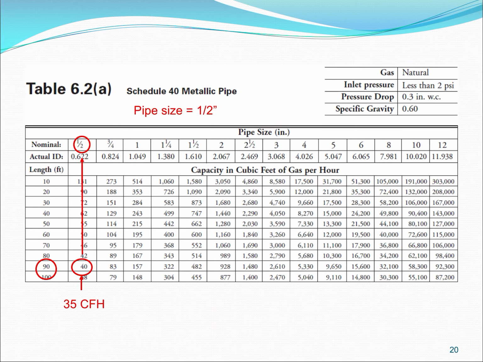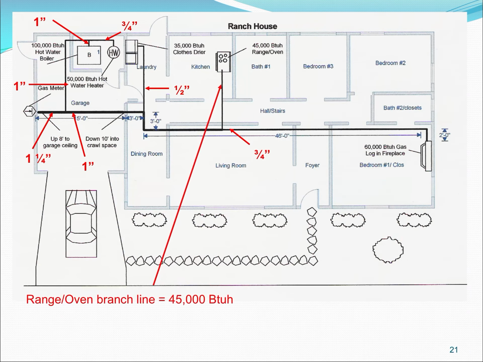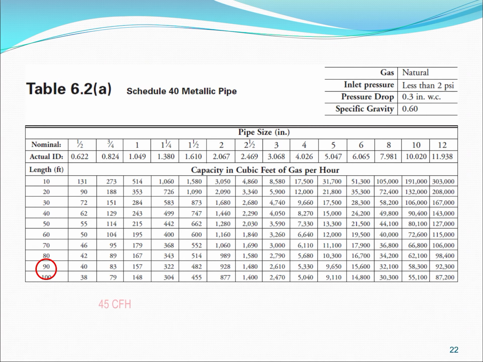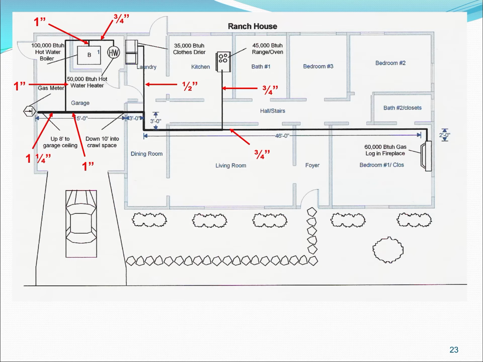So now, what about this branch? 45,000 BTUs, which is of course 45 cubic feet. Let's take a look at that one. That's going to have to be a 3/4 inch because the 1/2 inch is going to be a little bit on the light side. So in this particular case, that'll be a 3/4 inch. And that is the application of how to do longest length.